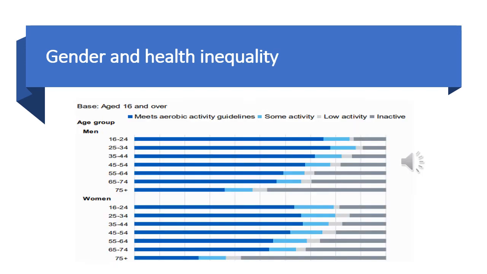So let's look at a different aspect of gender differences and health inequality, which is physical activity. This is a study that looked at the prevalence of physical activity across men and women, and in summary they found that men did more physical activity compared to women, and in general, the older the individual, the higher the level of physical activity achieved.